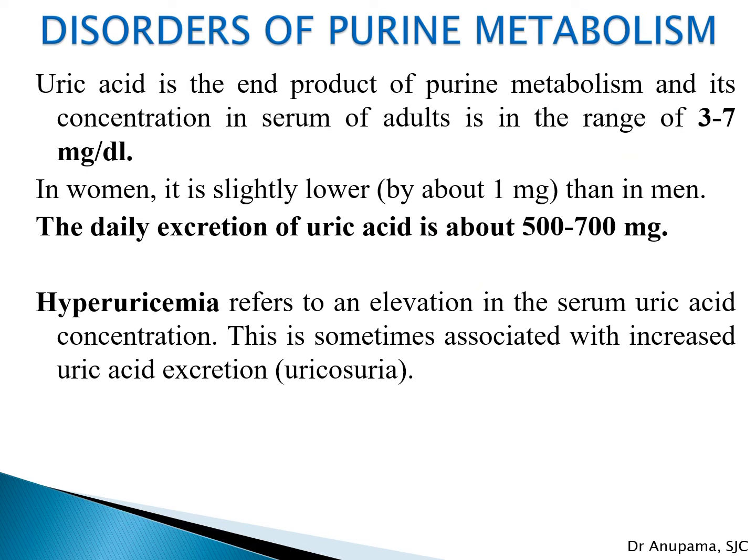Disorders of purine metabolism. Uric acid is the end product of purine metabolism and its concentration in the serum of adults is in the range of 3 to 7 milligrams per deciliter of blood. In women, it is slightly lower, by just 1 milligram, than in men, and the daily excretion of uric acid is about 500 to 700 milligrams. Hyperuricemia refers to the elevation in the serum uric acid levels, and this is sometimes associated with increased uric acid excretion through urine, which is called uricosuria.